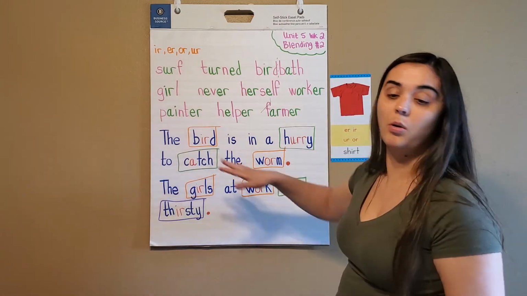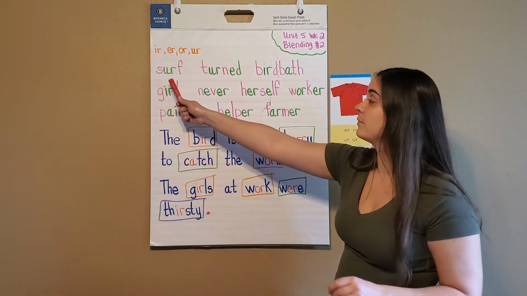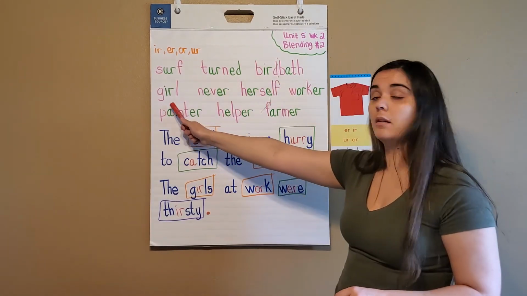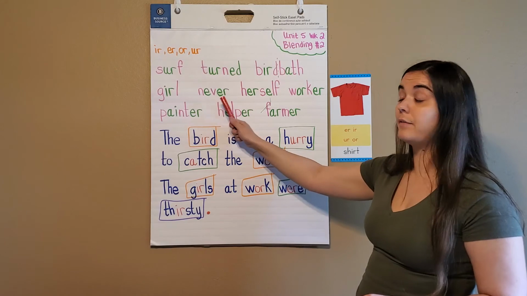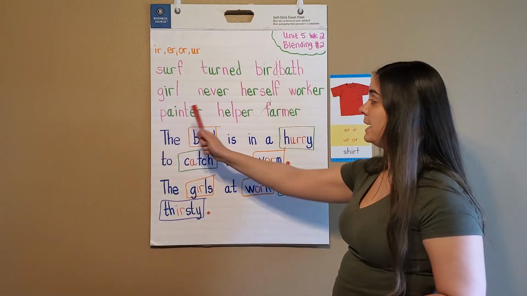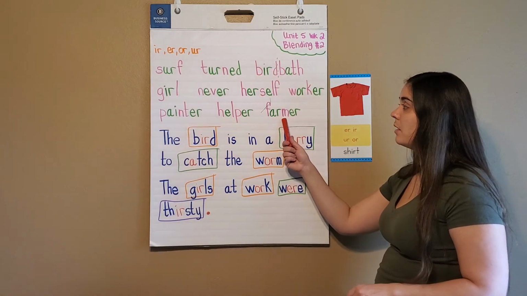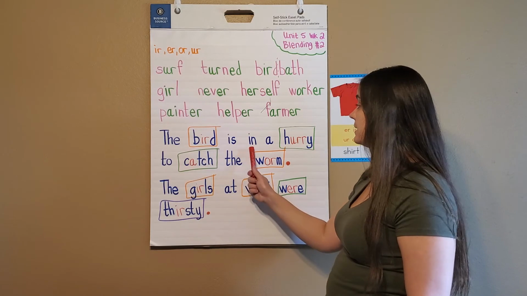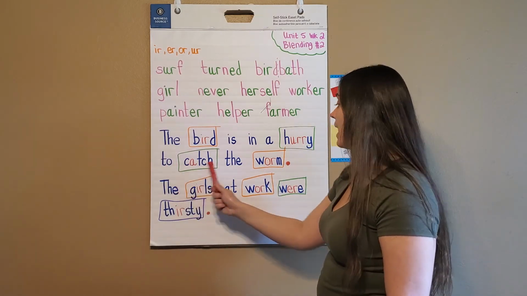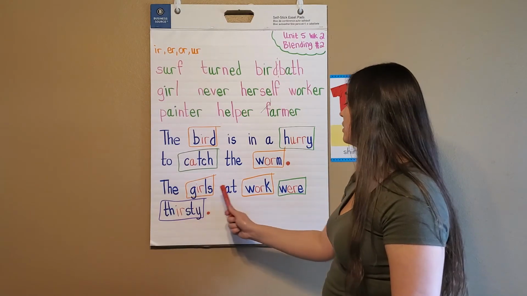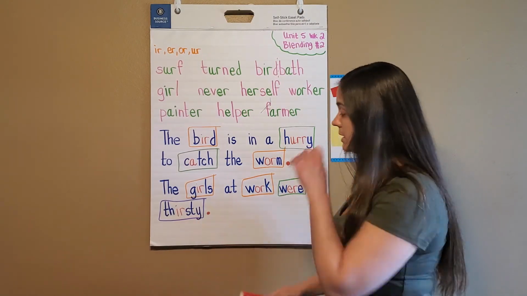So let's go ahead and read our whole board again. Surf, turned, bird, bath, girl, never, herself, worker, painter, helper, farmer. Let's read our first sentence. The bird is in a hurry to catch the worm. Fantastic. Let's read our second sentence. The girls at work were thirsty.